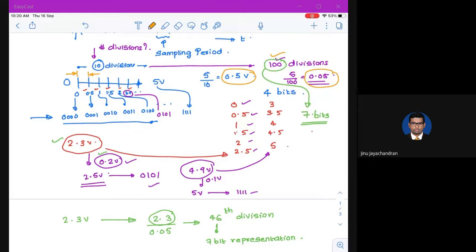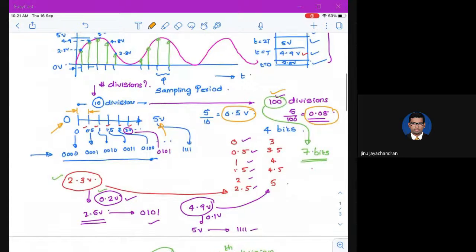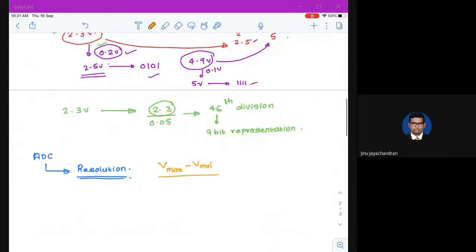Okay. So what is the procedure to find the resolution? The procedure is like this. You find the minimum voltage, you find the maximum voltage, Vmax minus Vmin divided by the number of divisions. Okay, that's the resolution.